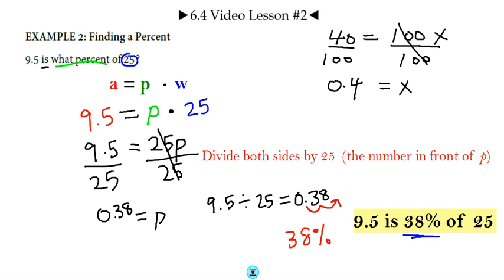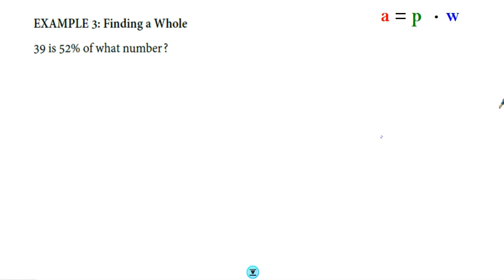Good? All right. Here we go, different type of example. Example number 3, this time finding a whole. 39 is 52% of what number? And again, we're going to translate this sentence into this equation. We start with 39, so 39 is the A. 39 for A, and it says is, and is means equal.